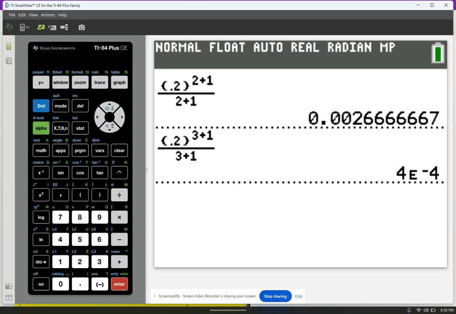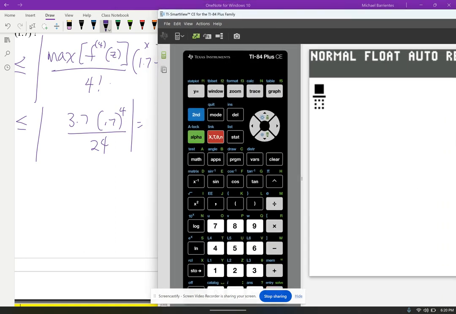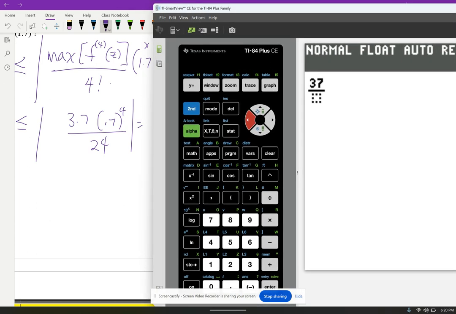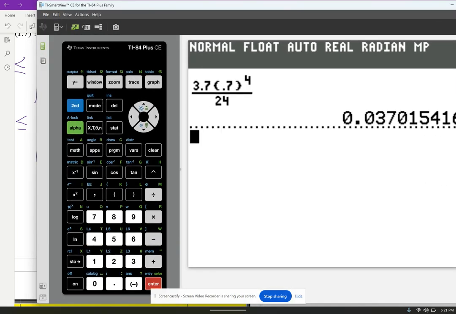I go to my calculator and let me clear some stuff and we're going to type it in. 3.7. Oh, I forgot the point. 3.7. Now I have too many threes. Times 0.7 to the power of 4 divided by 4 factorial, which is 24. If you want to put the factorial there, that's fine. If you want to write 4 factorial on the calculator, that's fine. I just did it in my head. 4 times 3 times 2 times 1. Press enter, and here is our maximum error.